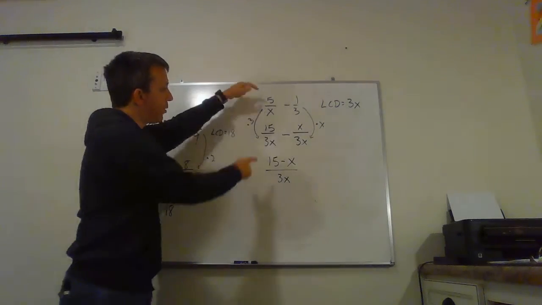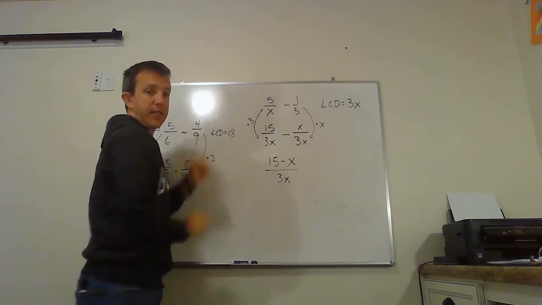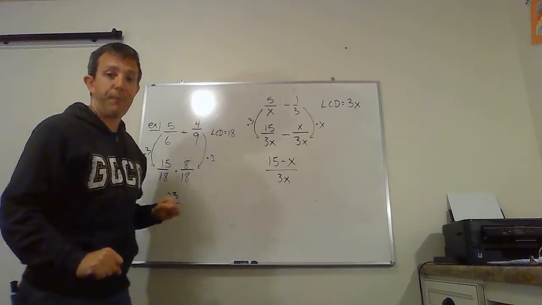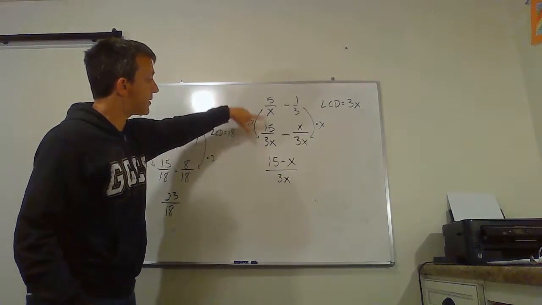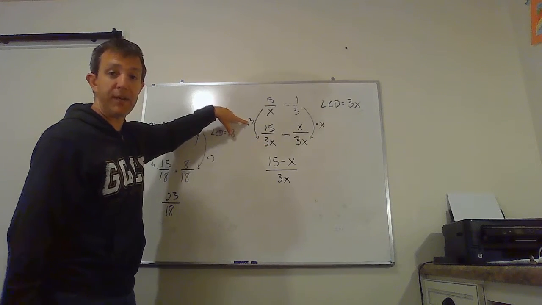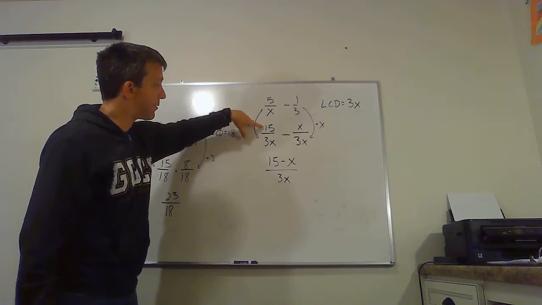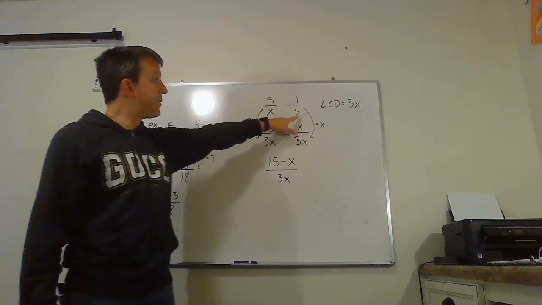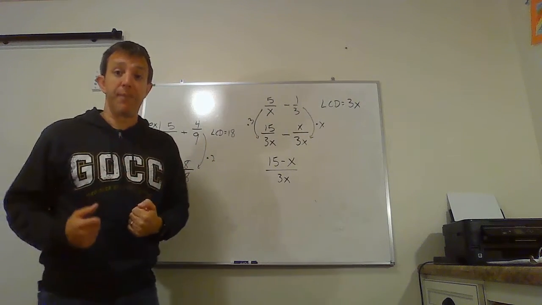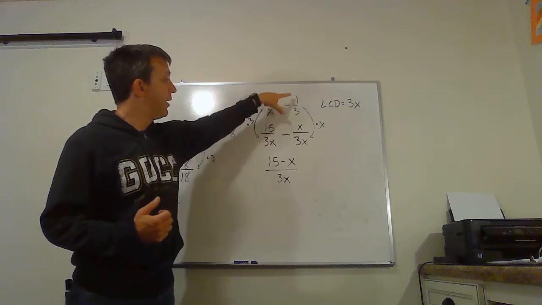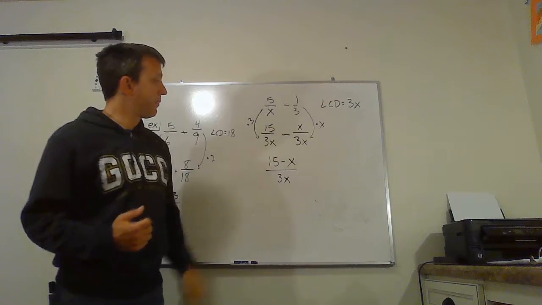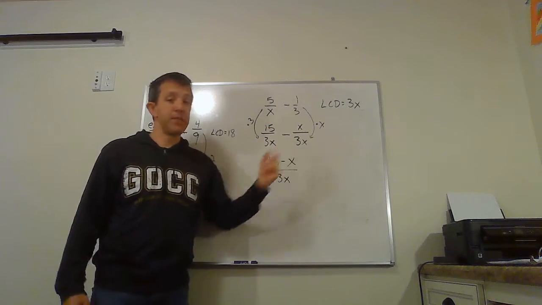So I can turn them both into 3x, like I did here, by multiplying, just like I did with the numbers back over here. So for 5/x, to get to 3x, I need to multiply that by 3. 5 times 3 then gives me 15/3x. For the 1/3, it's missing the x. That's what we need to multiply by to get to the 3x, so I do that. And again, I multiply both the top and the bottom by x, and I get x/3x. So now I have a common denominator.